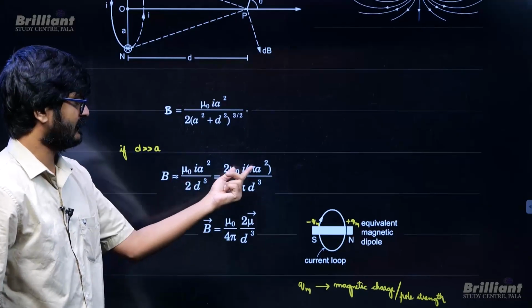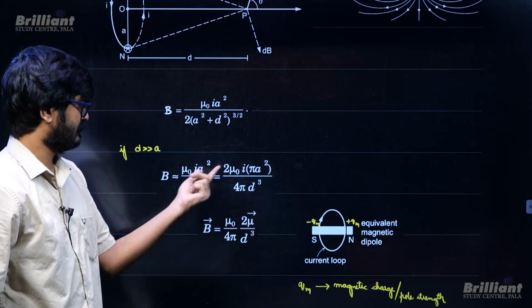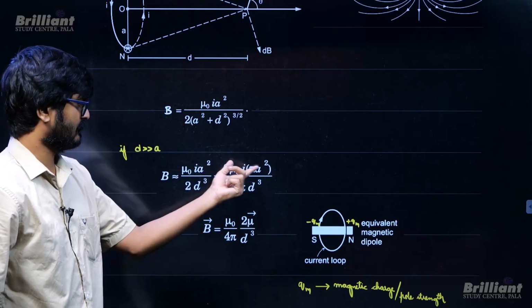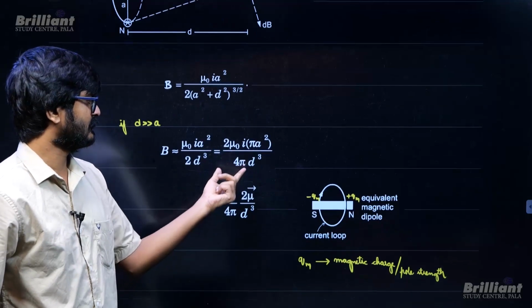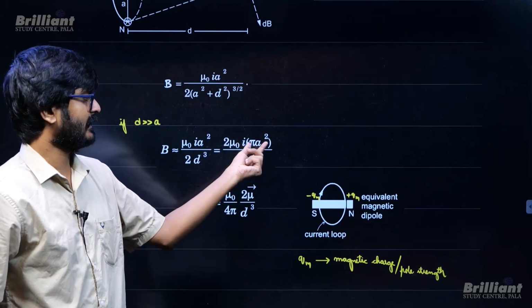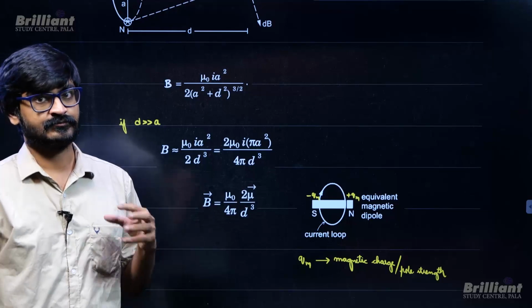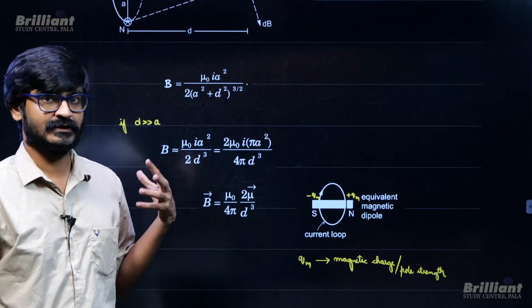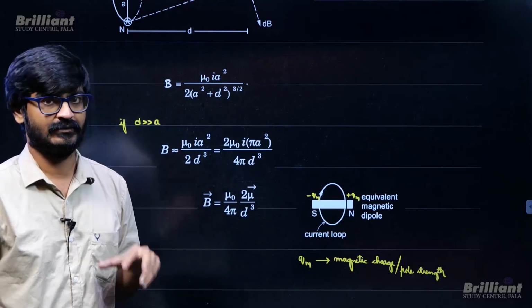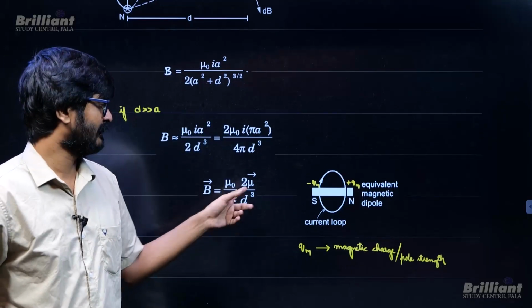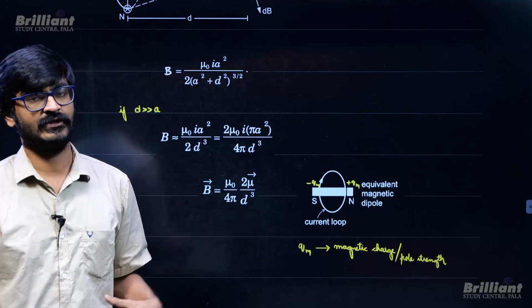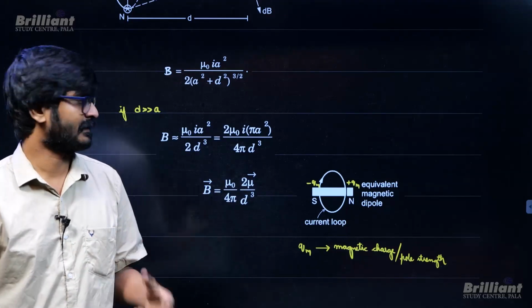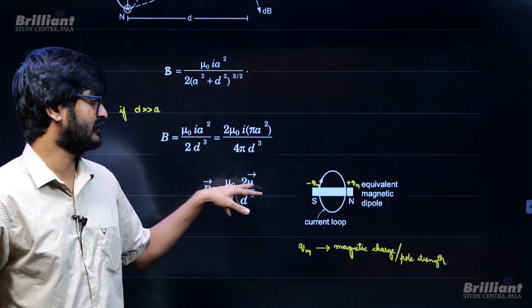Now you can multiply and divide with 2 pi and 2 pi, and you can write it this way. Now this you can see as I into pi a square. I into pi a square is the magnetic moment, which you have learnt in the previous chapter, right? So anyway, I copied this from NC Verma, so it is represented by mu bar here, but according to NCERT we will represent it using m bar. So in the next slides I will be representing it using m bar.